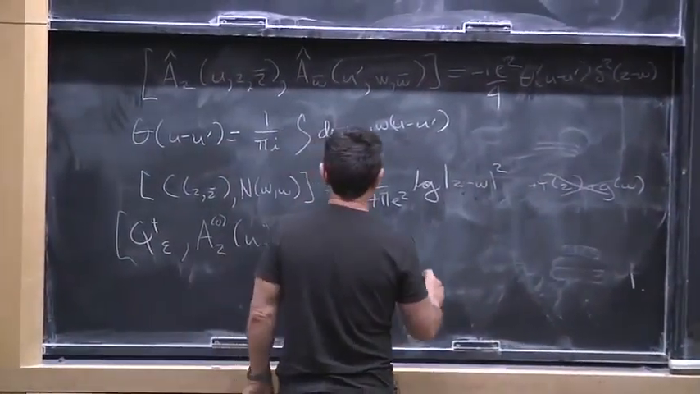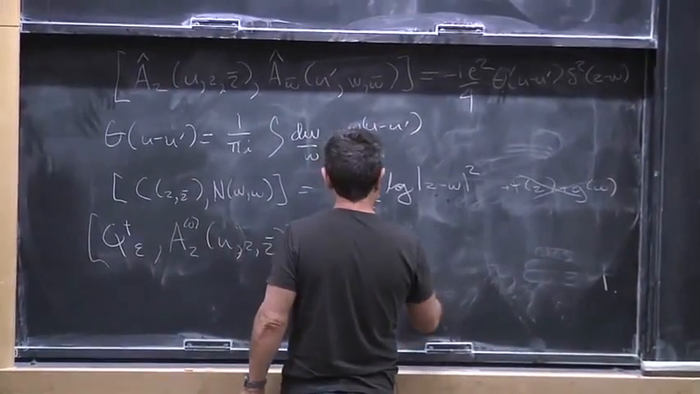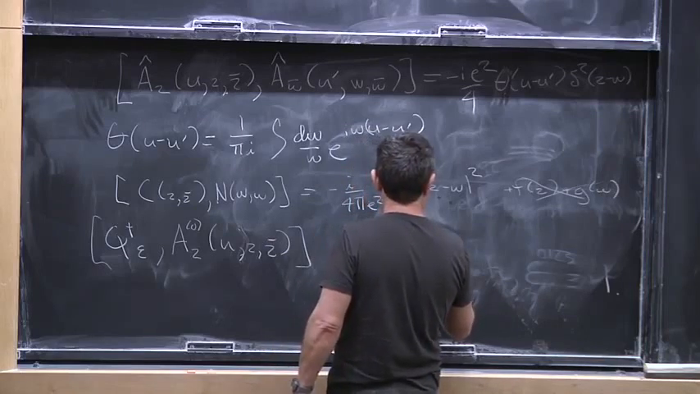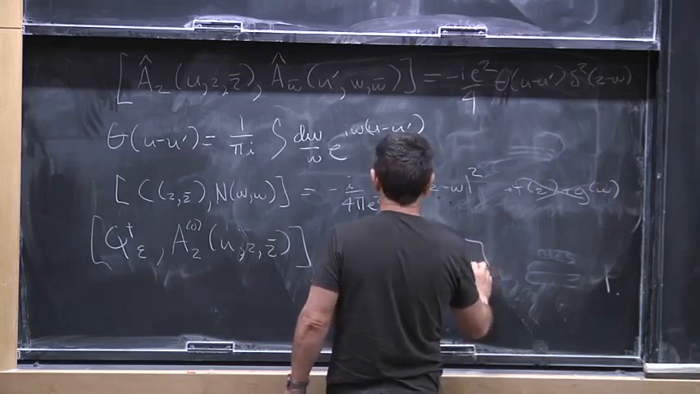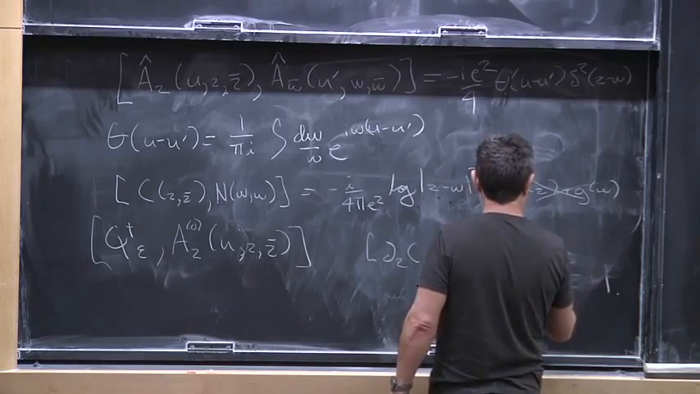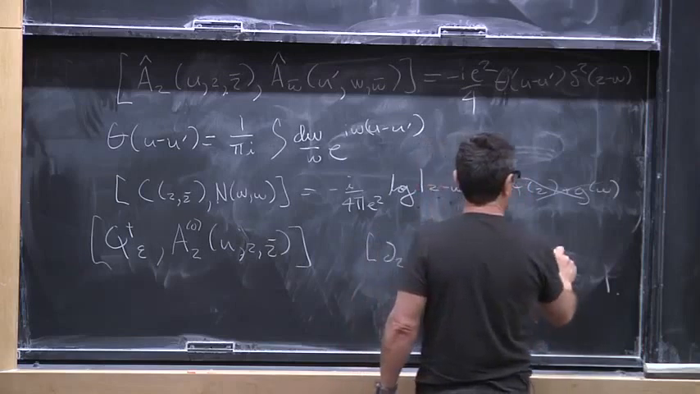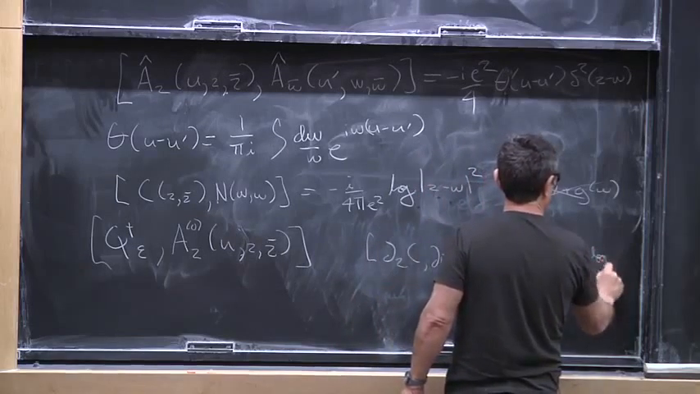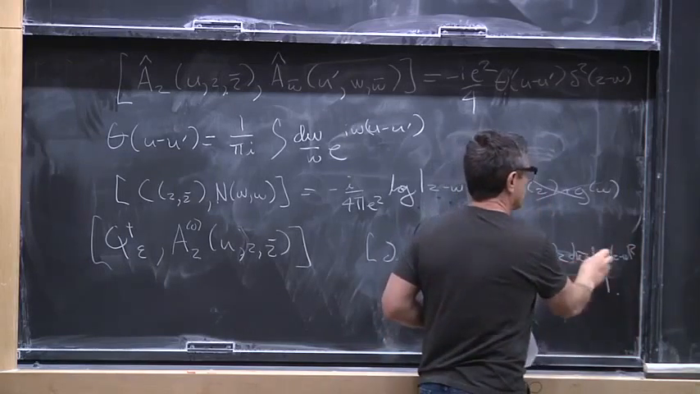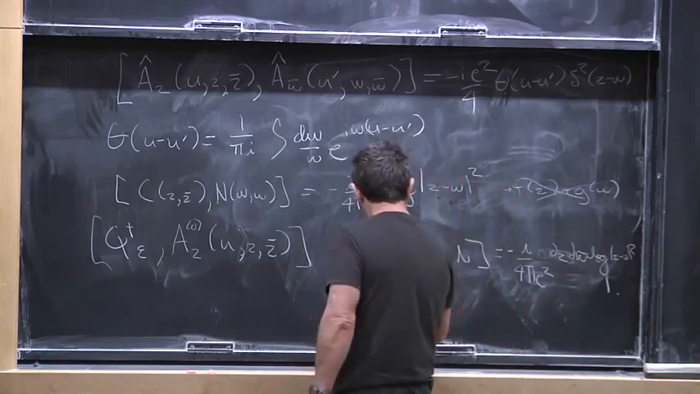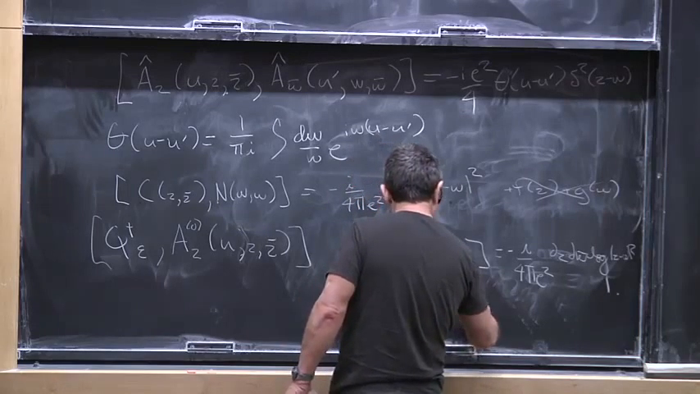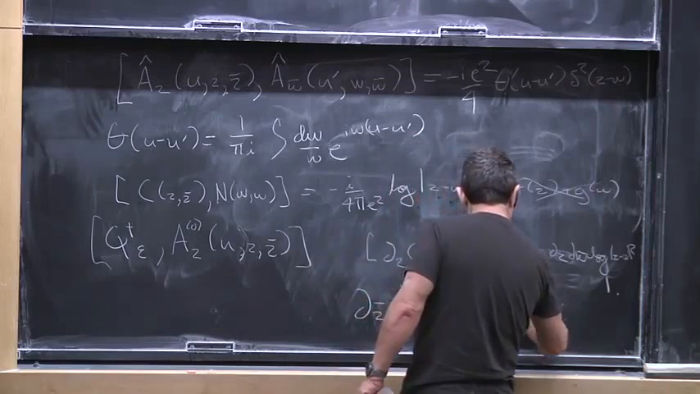Okay, so if I take dz c, dw bar n, that's equal to minus I over 4 pi e squared dz dw bar log z minus w squared. And so I hit with the first thing, and I get a 1 over z bar minus w bar. And then I use the formula, which we will be using, dz bar of 1 over z minus w is equal to 2 pi delta squared z minus w.